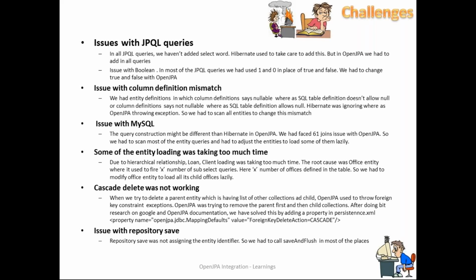Issue with column definition mismatch. Now here again, for some reason, Hibernate doesn't care whether a field is marked as nullable and whether it is exactly the same as the definition in your DB tables. But in case of OpenJPA, it is very strict in the sense that if it is a nullable field in DB, it should be marked nullable here. If it is not nullable, then it has to be not nullable. We had huge mismatches like this, so we had to scan and then correct all those things.